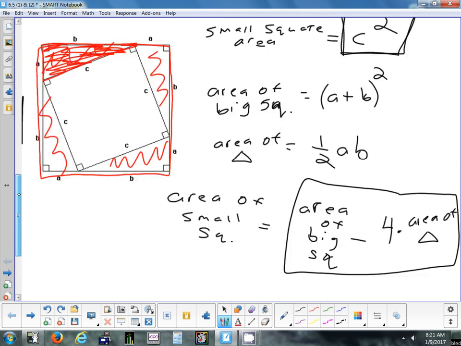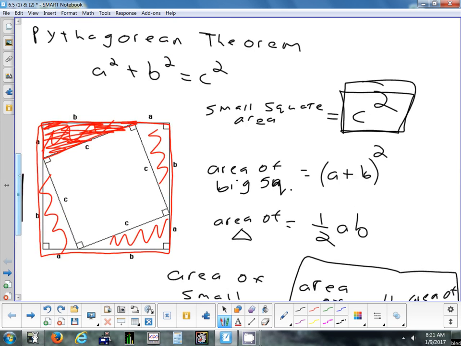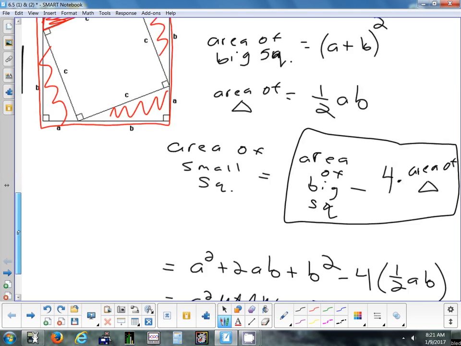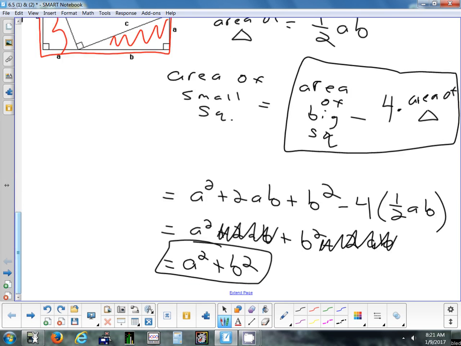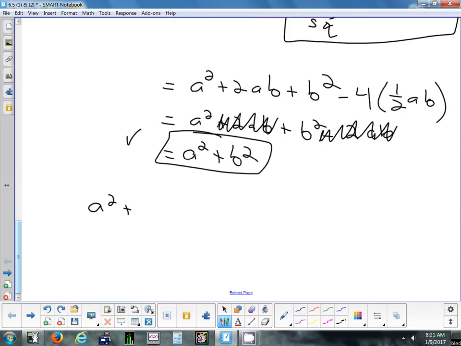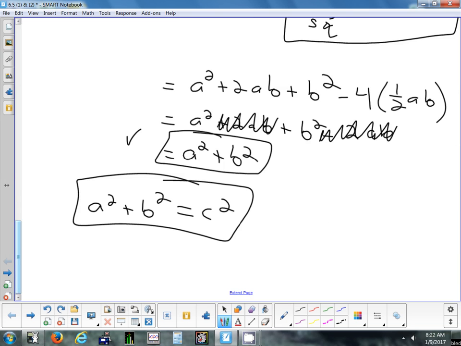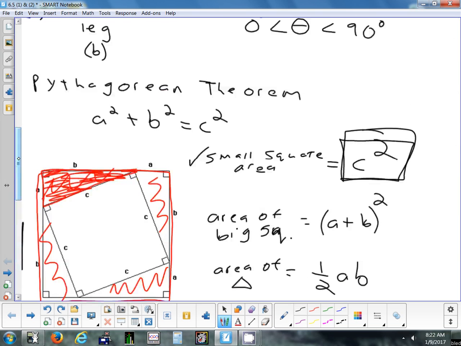But I had a different formula for the area of the small square earlier, C squared. But they're both the area of the small square, so that means they are equal to each other. So I can say that A squared plus B squared equals C squared, where A, B, and C are the sides of this triangle. A is the short leg, B is the long leg, and C is the one across from the right angle.